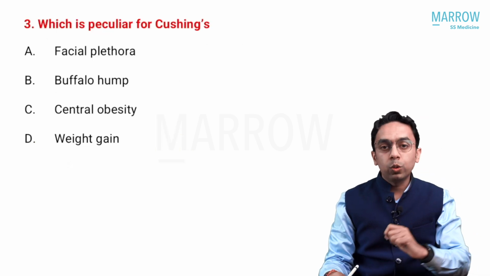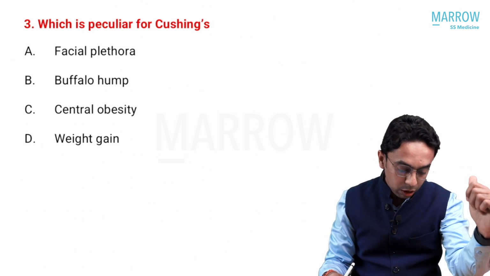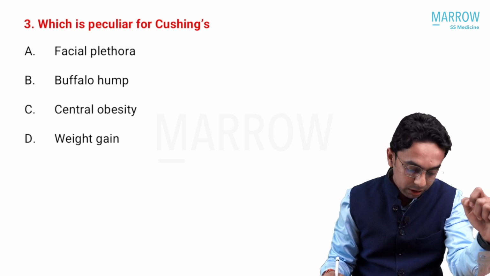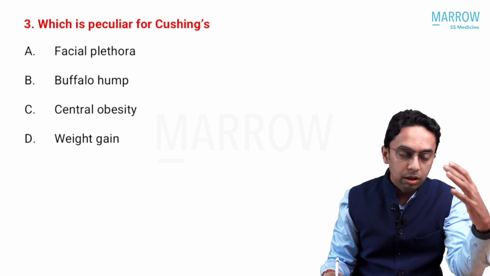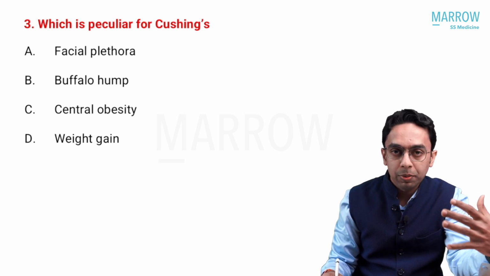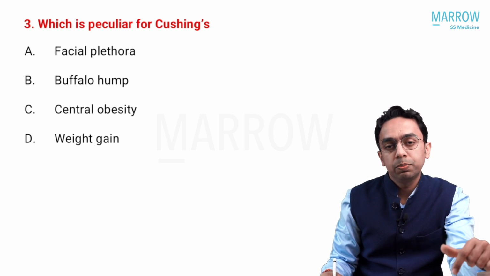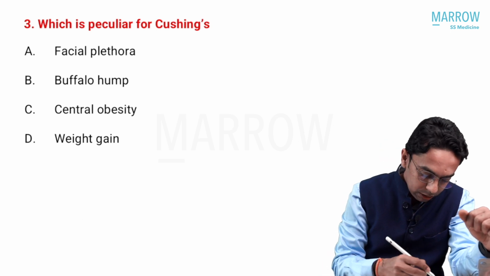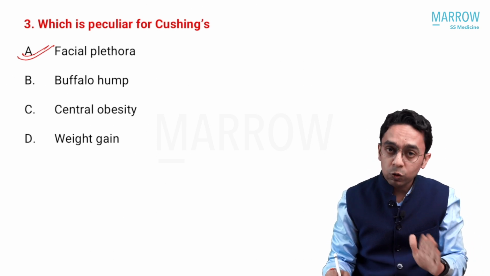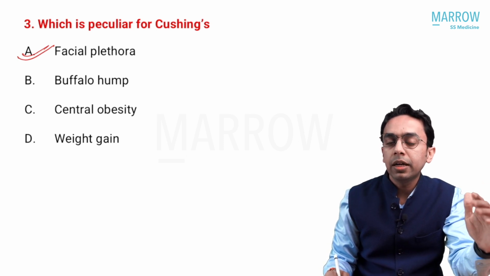Okay, coming to our next question: which is peculiar for Cushing's, whether it is facial plethora, buffalo hump, central obesity, or weight gain. Again this question I have discussed when I was discussing adrenal, question number 7. These are discriminatory factors. There are various clinical features in Cushing's, but which can discriminate that this is more probably a Cushing's patient? Which of these has a higher sensitivity, that if this is present, then this patient would be having Cushing's? The answer here is facial plethora. Obviously buffalo hump, central obesity, weight gain are also features of Cushing's, but for discrimination, facial plethora has a higher discriminatory index for Cushing's.